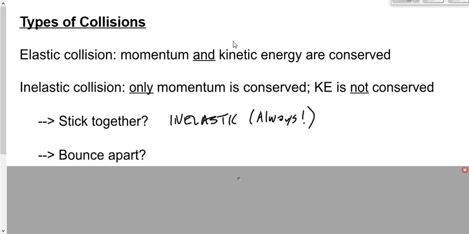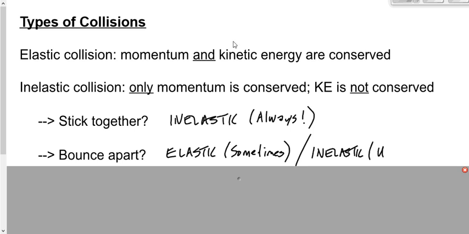Two objects bounce apart. Well, if they bounced apart, it could be elastic sometimes, but it could also be inelastic. If I had to guess, I would guess inelastic because usually that would be the case. So if they bounce apart, you don't know. If they stick together, you know. You never know when you look at a question that it's for sure elastic, but if they stick together, you do know for sure that it's inelastic.